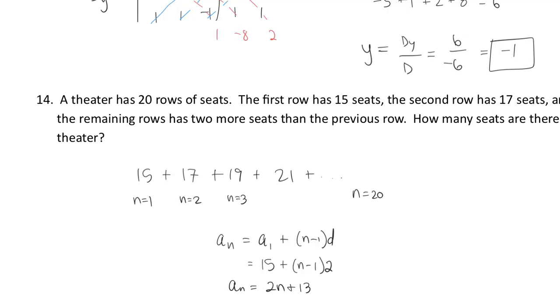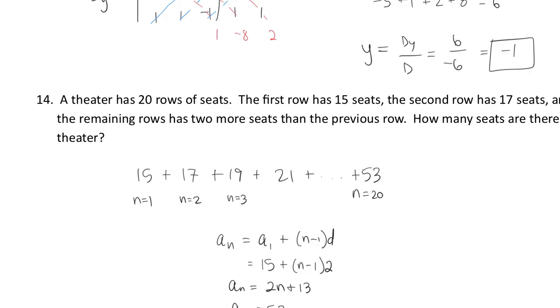So then the 20th term, a sub 20, is 2 times 20, which is 40. And then 40 plus 13 is 53. So there's 53 seats in the 20th row. So now we have to add this all together.